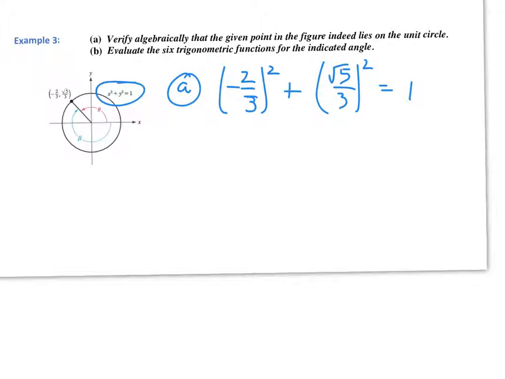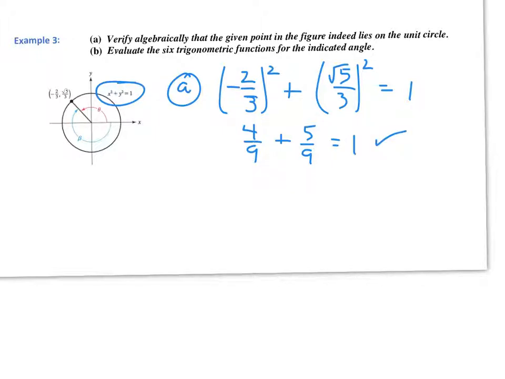Can anybody tell me what negative 2/3 squared is? There are three things you have to remember to do. Number one, square the negative. A negative squared does something. Square the 2 and square the 3. Positive 4/9. Love it. Can anybody square the root 5 over 3? 5/9 is equal to 1. So is 4/9 plus 5/9 equal to 1? Yes. Check. So we just verified it worked.